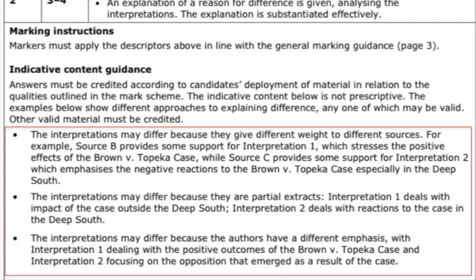Or interpretations might differ because they have different emphasis. As we've already said, interpretation 1 focuses on the positive outcomes, interpretation 2 focuses on the opposition. Ridiculous exam question. If you've memorised them, you get 4 marks out of 4 just for talking about one of them.